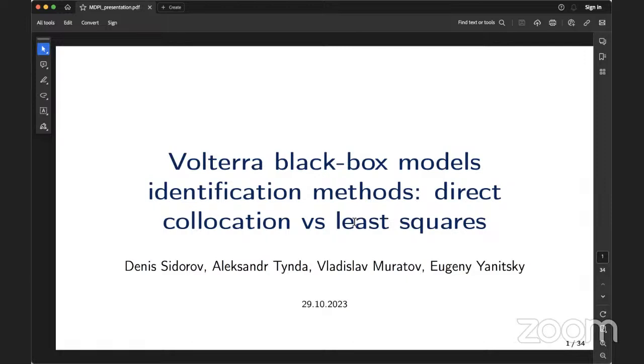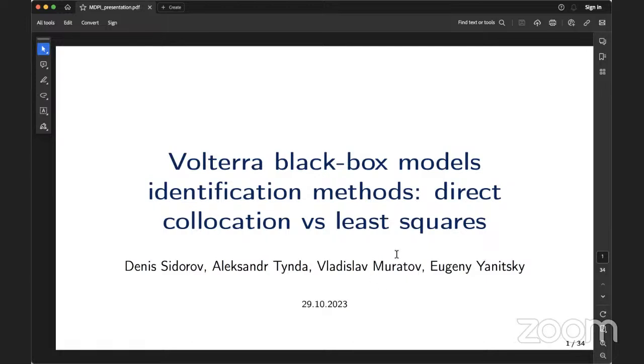This is joint work with my colleagues from Penza State University, Alexander Tinder, who was a student of Professor Baikov. Also, this is joint work with my master student Vladimir Muratov. And the motivation for re-examining Volterra models, which I have been focused on for a long time since my PhD studies, almost a quarter century ago, came from Vladimir Yanitsky from the Moscow Huawei Wireless Department.